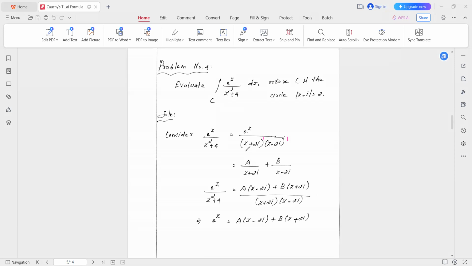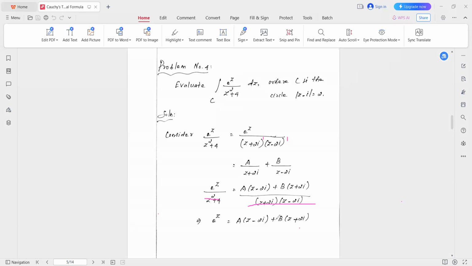Now we are taking the LCM. So it is equal to A into z minus 2i plus B into z plus 2i divided by z plus 2i into z minus 2i. Now these two will get cancelled. The remaining we will get as e power z is equal to A into z minus 2i plus B into z plus 2i. Next our aim is to find the value of A and B.